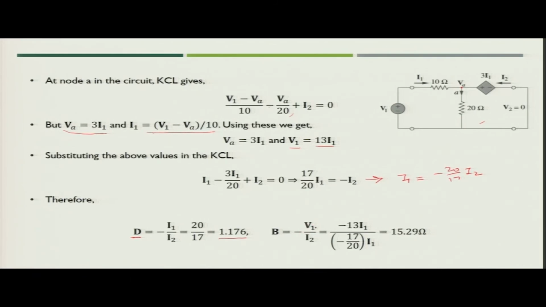Similarly, you can find the value of B. B is nothing but minus V1 upon I2. V1 we know in terms of I1, we just calculated: that is 13 I1, divided by I2. I2 we just found in terms of I1, that is minus 17 by 20 I1. So, when you simplify you will get B as 15.29 ohm. So, using the technique of putting the output port open circuit and short circuit one by one, you can easily find out the values of the ABCD parameters.